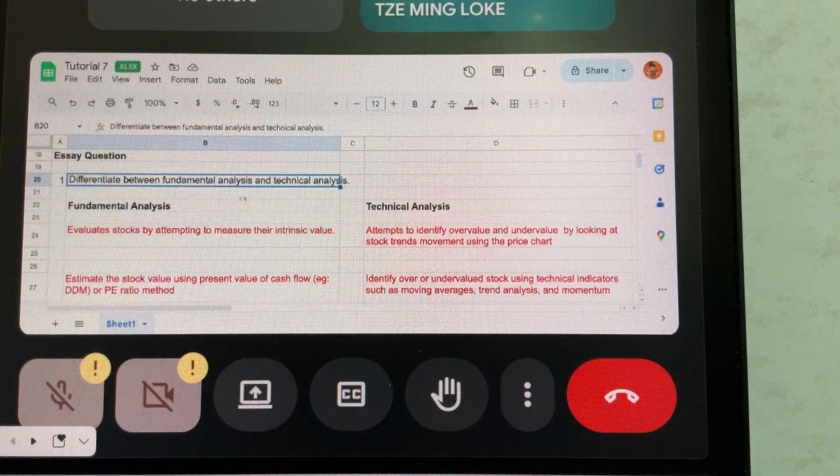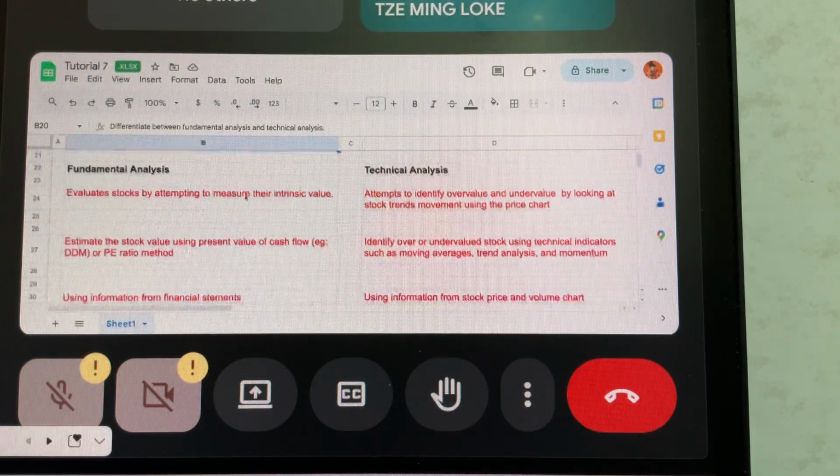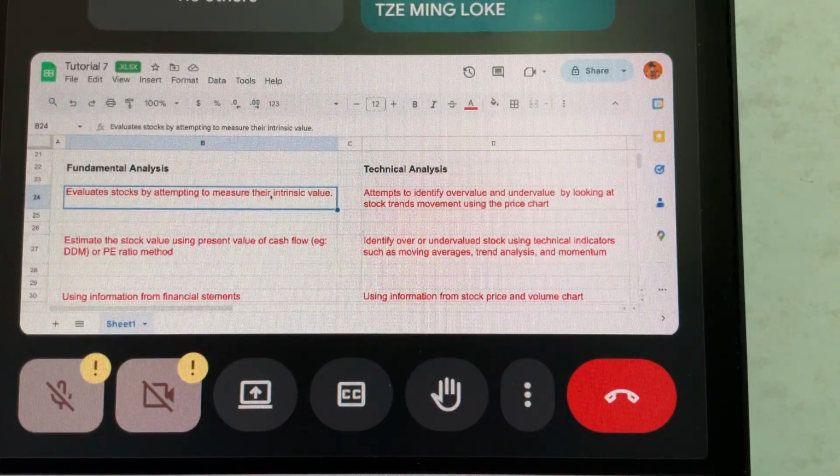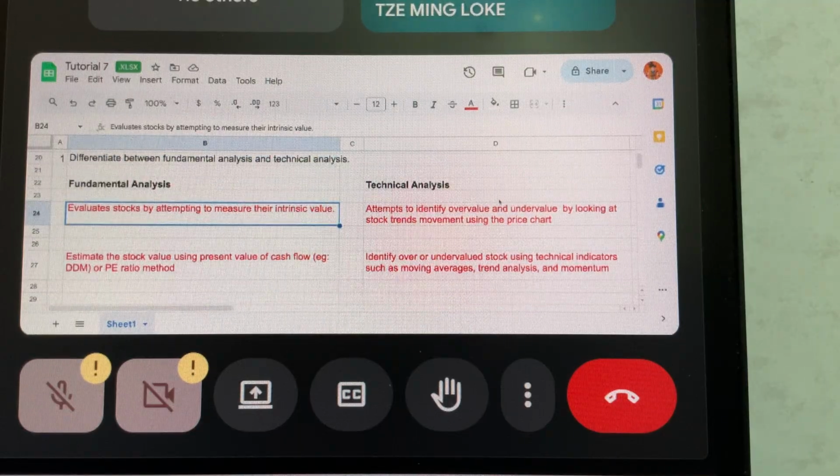differentiate. The easiest way is to put them side by side. If you want to draw, or write in a paragraph, you can also say: fundamental analysis evaluates stocks by attempting to measure their intrinsic value, whereas technical analysis attempts to identify overvalued and undervalued stocks by looking at the stock trend movement using the price chart. Then I can see the contrast there.